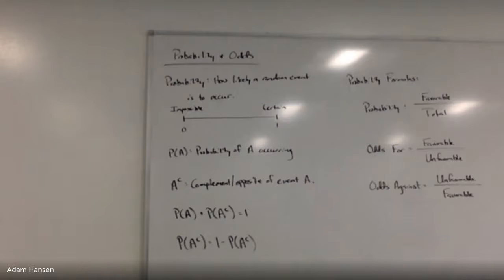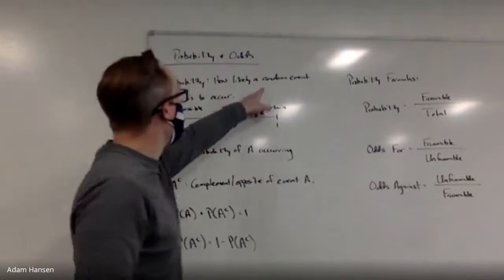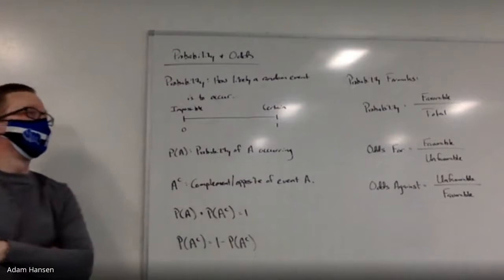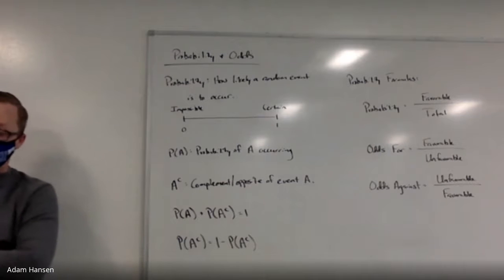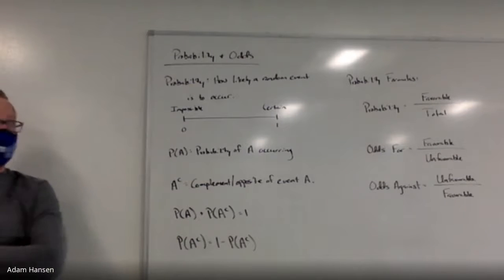Probability is a measure for how likely a random event is to occur. How likely something is to happen. There's a 40% chance of snow today. So, 4 out of 10 times, you're going to see snow.